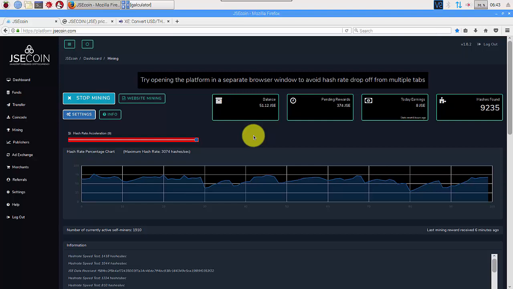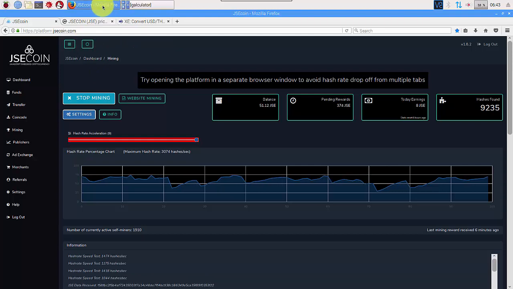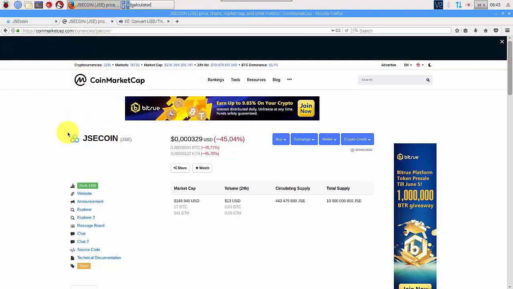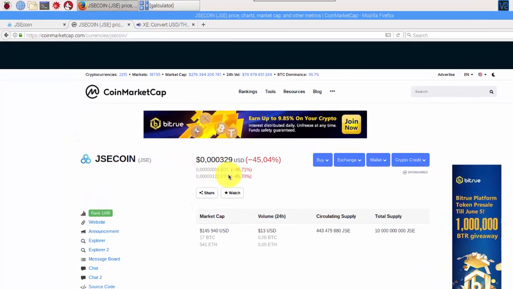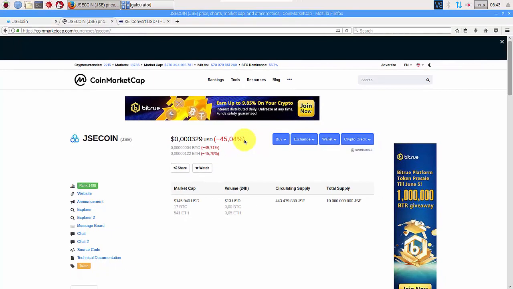So let's see if that can be profitable. To see, we can take a look at the price first, the JSEcoin on Coinmarketcap. Here we have the JSEcoin. As you can see, it's not worth kind of anything. $0.000329, and it has decreased a lot lately, but hopefully it will gain again, and then the coins can be worth something. But I'm not doing this to get rich, I think it's just fun, so we'll do that.